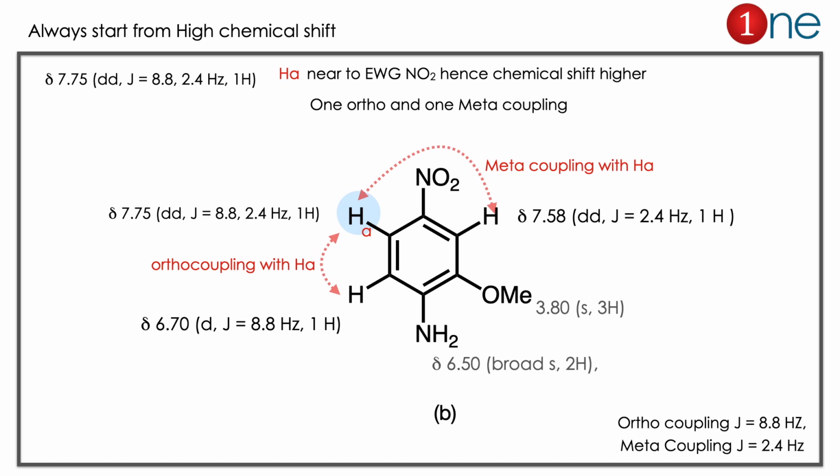Here, as a trick, you always have to start from the high chemical shift. We have the high chemical shift 7.75, which is a doublet of doublet. We have to see how it occurs. Here the chemical shift is 7.75, which is higher than the other 2 protons. Doublet of doublet means it is coupled to 2 protons individually, so you have 2 coupling constants. One is ortho coupling, one is meta coupling. Ortho coupling will always be higher because the bond distance is less. Meta coupling will be lesser because it is a little bit higher bond distance. So we can easily fix the ortho and meta hydrogens.